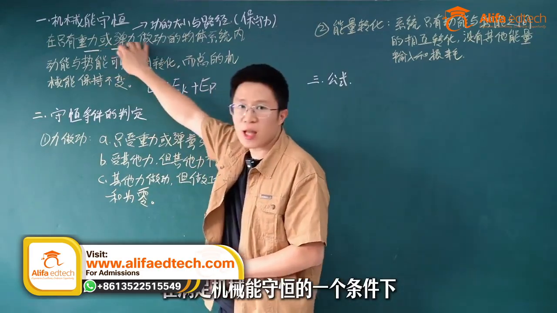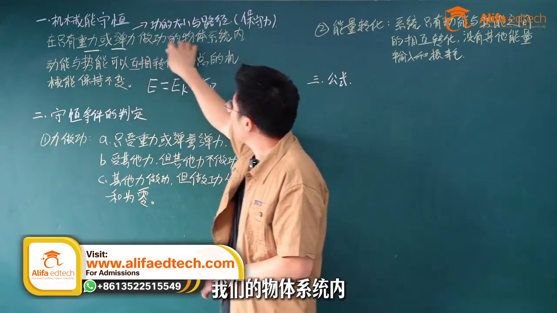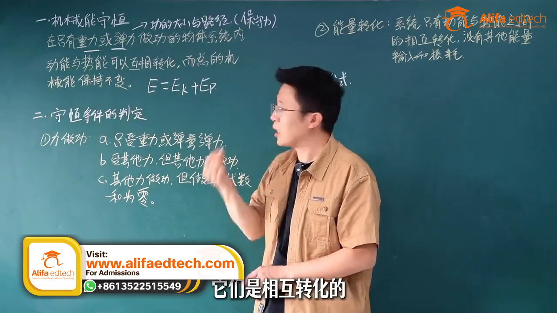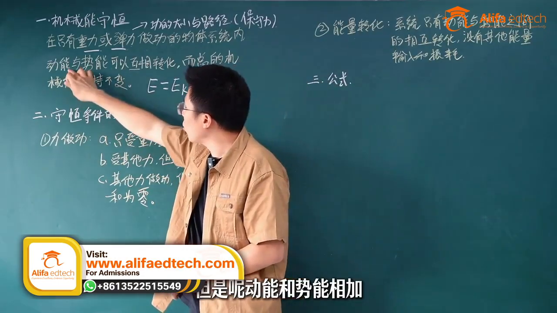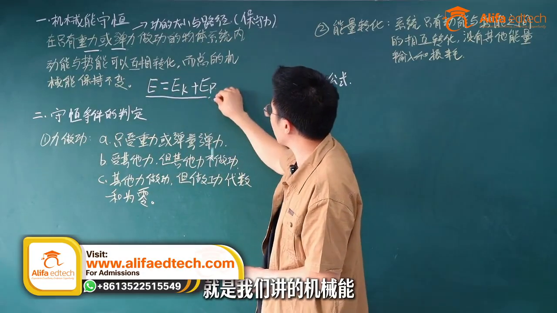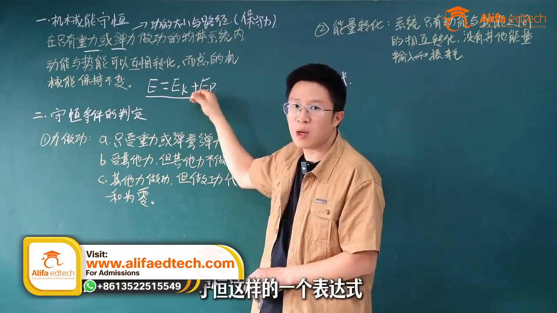Then, under the condition that mechanical energy is conserved, the kinetic energy and potential energy within the system can be converted into each other. They transform into one another. However, when you add kinetic energy and potential energy together, their total amount remains unchanged. This is what we refer to as the expression of the conservation of mechanical energy.